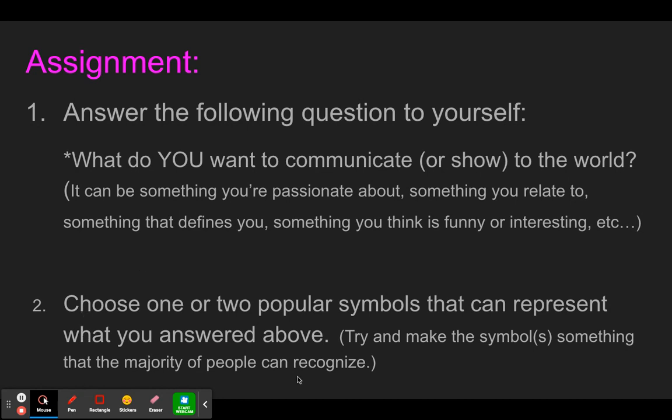The next thing that you want to do is, after you think about what's important, you want to choose one or two symbols that can represent what you answered above. So, for instance, if being kind is really important to you, or if helping people is really important to you, you could have an image of an open hand, or you could use an image of a heart. If sports are really important for you, then you can choose some sort of equipment from your sport: basketball, football, baseball, lacrosse, soccer, whatever it is, and you can use that sports symbol, and that could be what represents that. So think about one or two symbols that can represent what you want to communicate or show to the world, what's important to you.